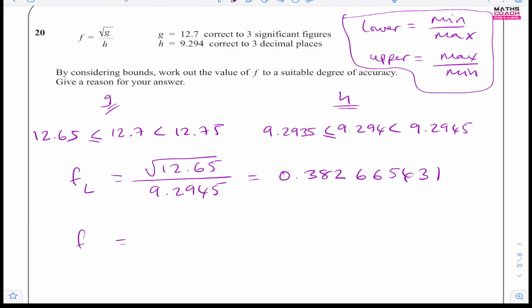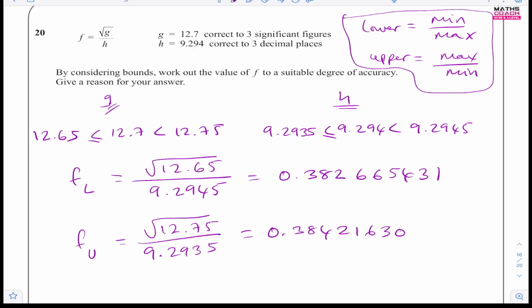Now for the upper of f, let's get rid of the h actually, because that might be confusing to some of you. I put a h for higher, but let's use u for upper. Right, so for the upper, we want the maximum for our g. So the maximum for our g is 12.75. So the square root of 12.75 divided by the minimum of our h. So the minimum of our h is 9.2935. So let's go ahead and work that out. So on your calculator, you should get 0.3842163033.